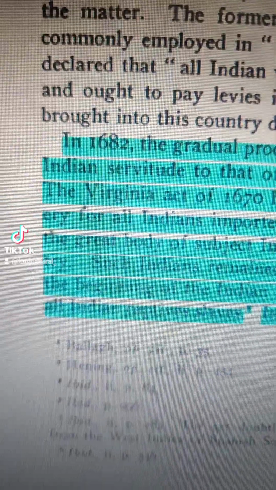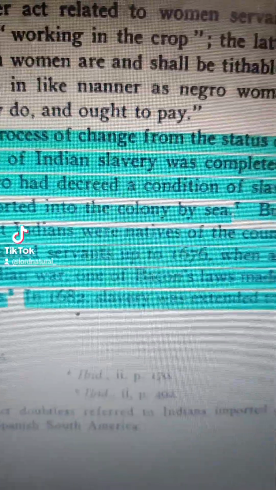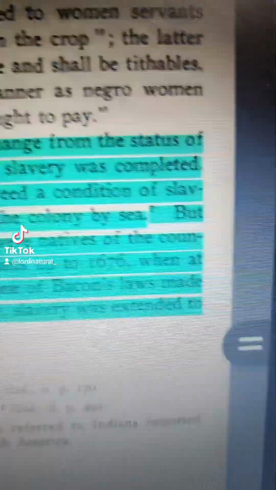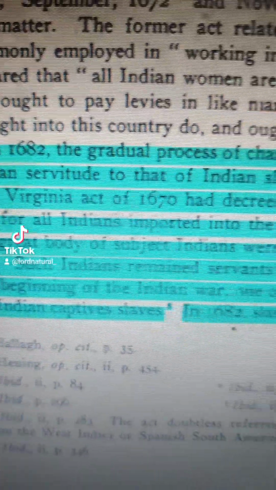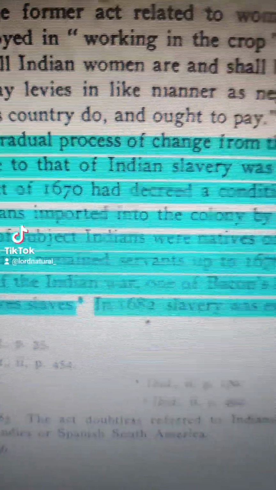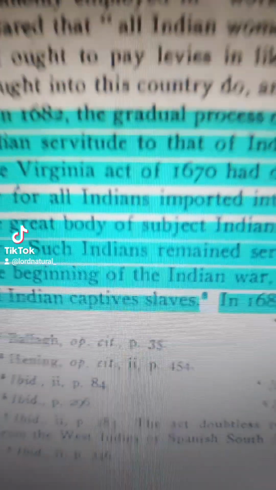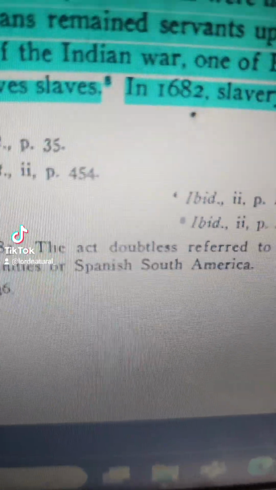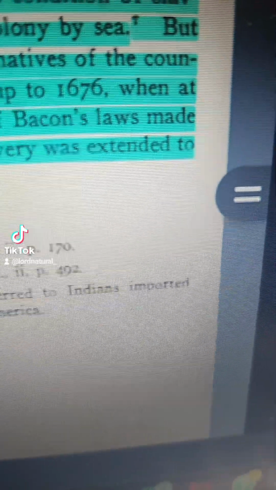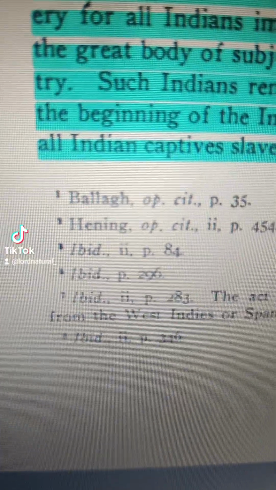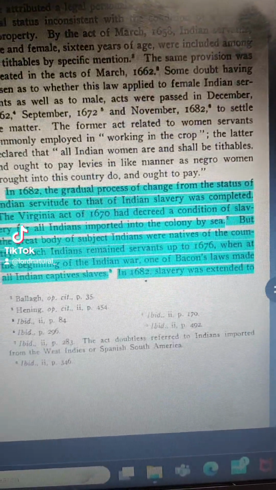Wait a minute. Such Indians remained servants up to 1676, when, at the beginning of the Indian War, one of Bacon's laws made all Indian captives slaves. But what Indians were these? The act doubtless referred to Indians imported from the West Indies or Spanish South America. So who were these Indians?